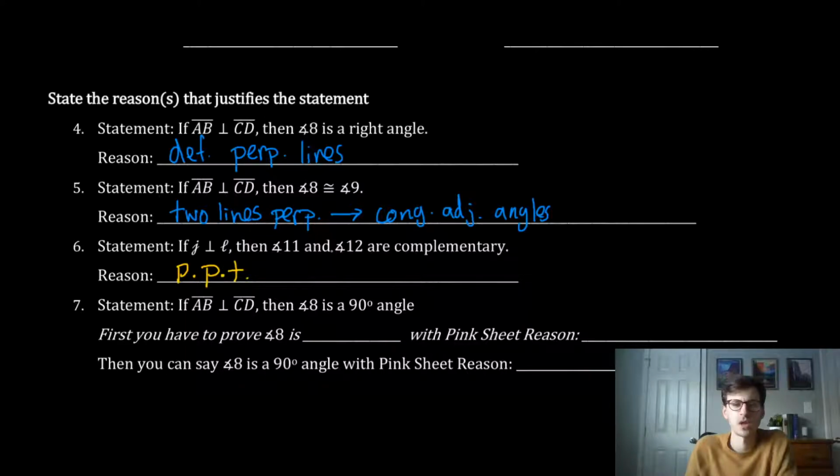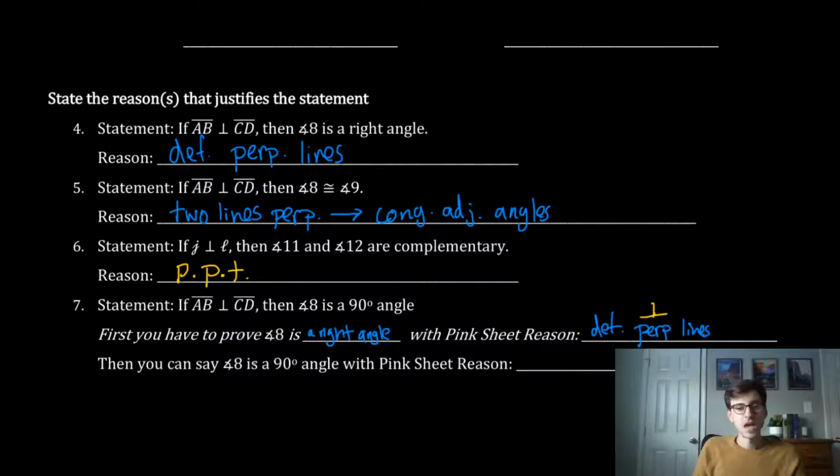I don't know why I used lowercase for that one, but that's fine. Okay, the last statement. Can you believe it? If line segment AB is perpendicular to line segment CD, angle 8 is a 90-degree angle. Okay, this one's tricky because we actually need two steps. First, we need to say that angle 8 is a right angle. And we already said that up here, right? That's the definition of perpendicular lines. And you could write perpendicular instead of perp if you want. That's fine.